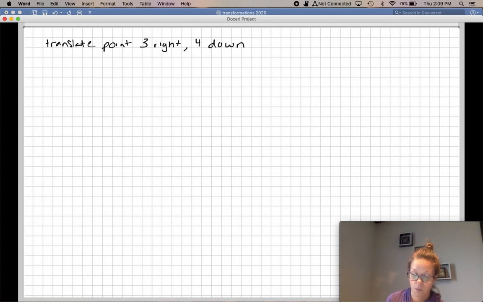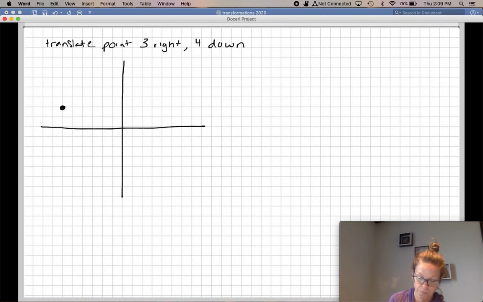Okay, so what we're going to have for this is a graph set up, and on this graph we're going to have a point, and I'm going to place the point right here. That's my point P. Point P could be called my pre-image. As a vocab word, we could call this point our pre-image. That is the beginning, before it has been moved.